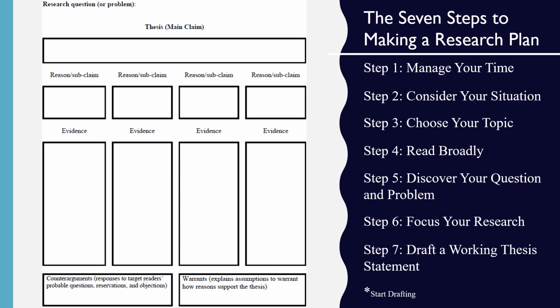Let us quickly retrace our steps to making a research plan so you can see just how much of the work you've already done. Steps 1, 2, and 3 affect your whole essay as well as the process behind your writing. Steps 4, 5, and 6 directly provide your research question and problem, as well as your counterarguments and warrants, and even some of your foundational material for your reasons and evidence. And step 7 provides you with your thesis or main claim.